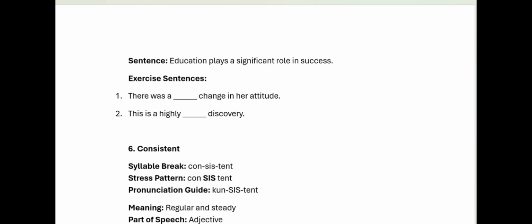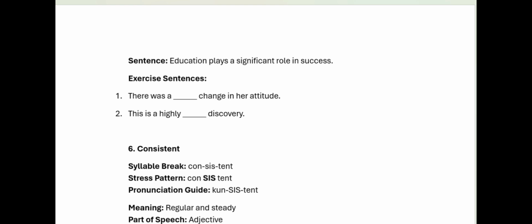We are learning both, isn't it? Not only the words, but also the grammar related to it. Now, when you're speaking, you speak it with double confidence. Like, there was a significant change in her attitude. Or, you go with an adverb to it, which is, this is a highly significant discovery. Good going. I highly appreciate your learning.